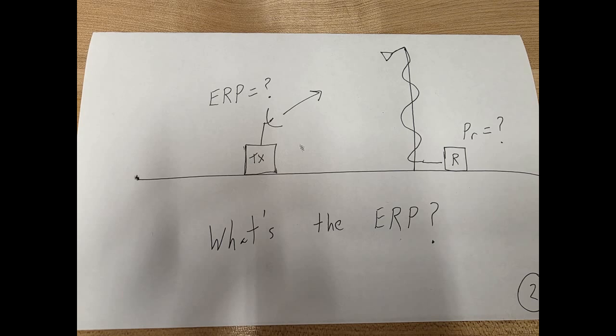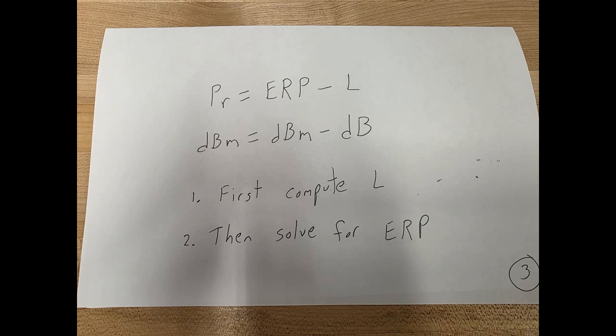All right, slide 3 here. First off, we see that the received power is going to be equal to whatever the ERP is minus the loss. And in this loss term is the path loss, the horn gain, and the cable loss. So we're just going to clump it all together here and call it L. So we've got dBm equals dBm minus dB. All right, that seems pretty simple. First, we've got to solve for L, and then we can solve for ERP.